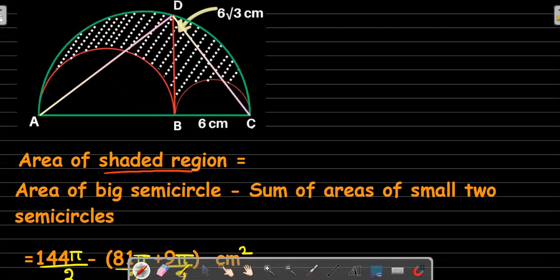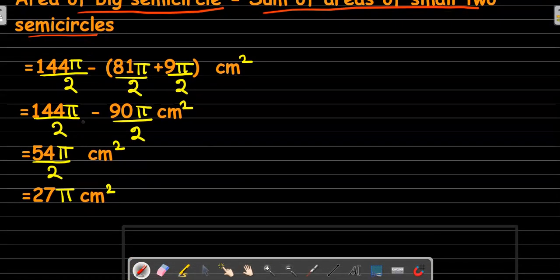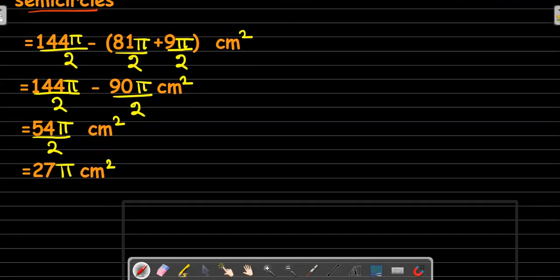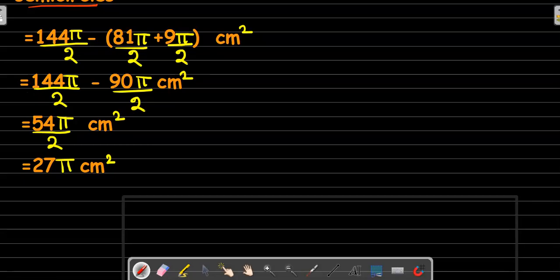Now the area of the shaded region is equal to the area of the big semicircle minus the sum of the areas of the two small semicircles. The area of the big semicircle we got is 144 pi by 2 and the area of one small semicircle was 81 pi by 2 and another area was 9 pi by 2. So now subtract. We get 144 pi by 2 minus 90 pi by 2 centimeter square. So subtracting we get 54 pi by 2 centimeter square and this is 27 pi centimeter square. So this is the answer.